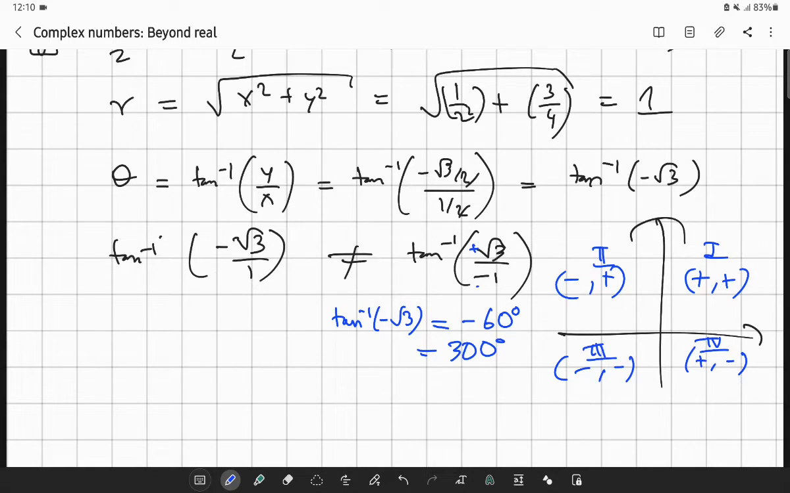Now in our example, I have y negative and x positive. So in this case, I'm in the second quadrant. So what will be the answer? The answer will be pi minus 60 degrees. Pi is basically, let me write this in radians, pi minus pi over 3, which is 2 pi over 3. So I have r equals 1, theta equals 2 pi over 3. So z equals e raised to i 2 pi over 3. This is our answer.